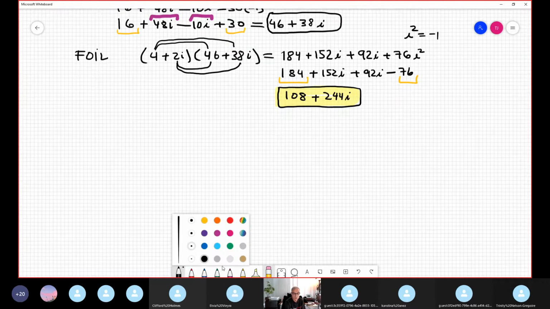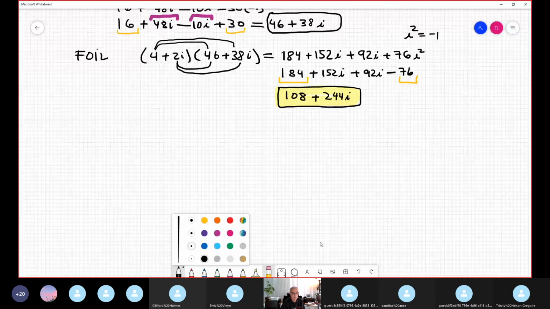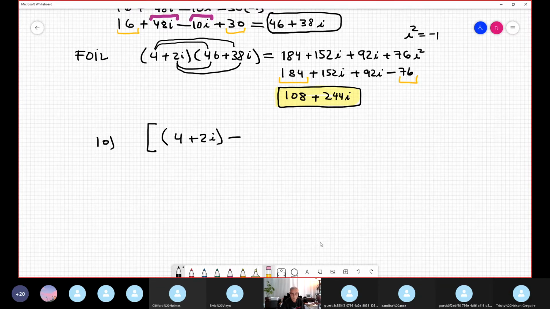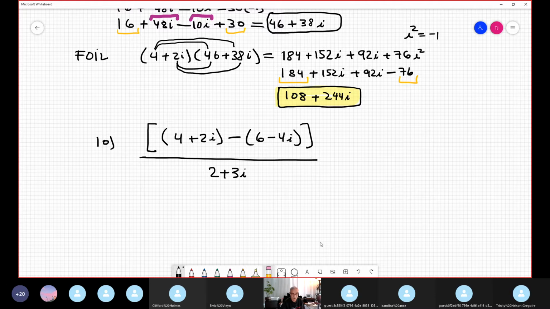Okay, let's do it quickly because it's easy. Okay, look. 10 is square bracket 4 plus 2i, subtraction 6 minus 4i, bracket, divided by 2 plus 3i. According to the order of operations, we should do the expression. When it's a fraction, you manipulate top and bottom separately, totally independent. So the expression in the top is a subtraction. So I copy. I forget the bottom part for a moment.